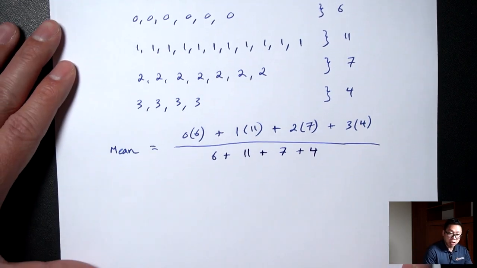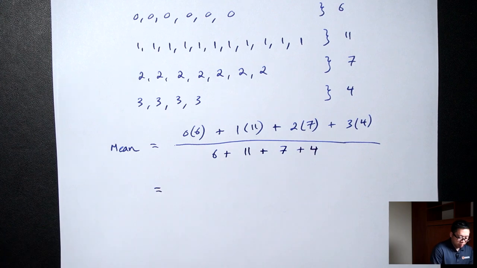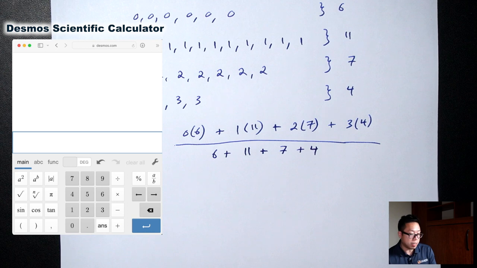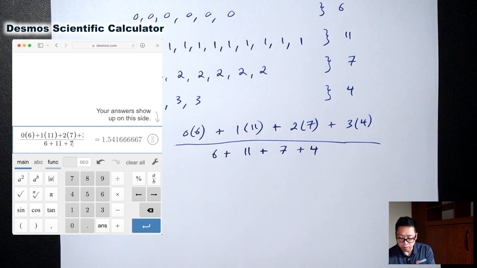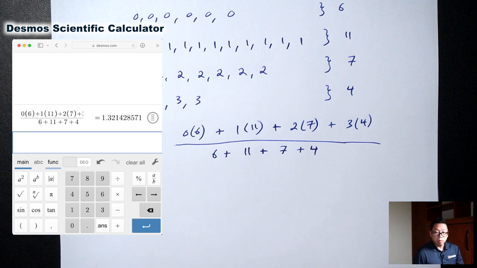And now let's enter this into a calculator. I recommend using the Desmos Scientific Calculator and just entering it exactly like you see it here. Fraction up top, 0 times 6 plus 1 times 11 plus 2 times 7 plus 3 times 4. On the bottom, 6 plus 11 plus 7 plus 4. Rounded to three decimal places, I'm getting 1.321.